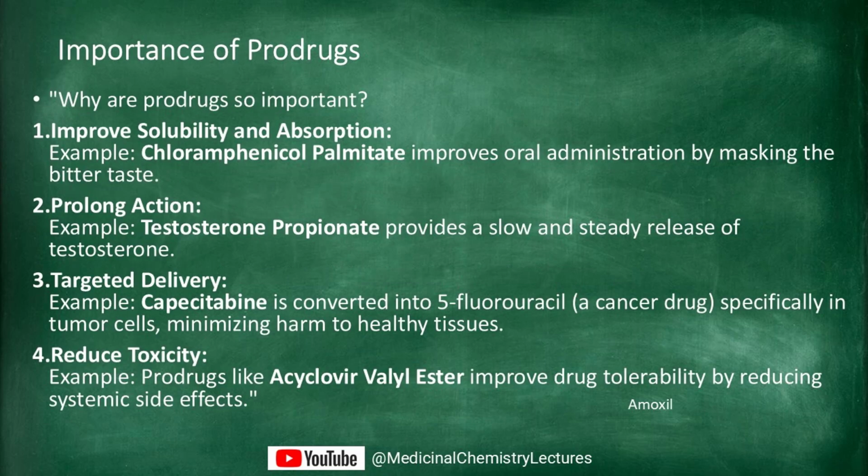Importance of prodrugs. So, what makes prodrugs indispensable in drug design? Improve solubility and absorption. Example, chloramphenicol palmitate improves oral administration by masking its bitterness. Prolong action. Example, testosterone propionate ensures a slow and steady release of testosterone. Targeted delivery. Example, capecitabine is converted into the cancer drug 5-fluorouracil, specifically in the tumor cells, sparing healthy tissues. Reduce toxicity. Example, acyclovir valyl ester reduces systemic side effects while improving drug tolerability. Prodrugs are a masterstroke in tailoring drugs for better patient outcomes.